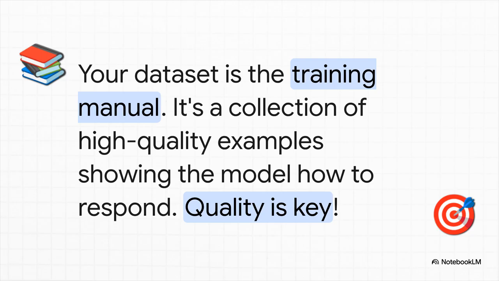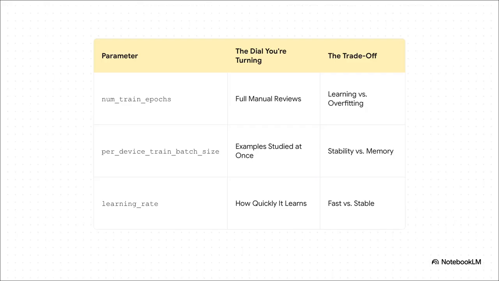You've heard it a million times. Garbage in, garbage out. High quality, clean, super relevant examples are the only way you're going to get a high quality, specialized model. Next up, you set the study schedule using these training parameters. Think of these as dials you can turn. How many times should the AI read the manual? How many pages should it study at once? And how fast should it try to learn the new info? Each one of these is a trade-off. It's a real balancing act between learning fast and actually understanding the material without just memorizing the answers.